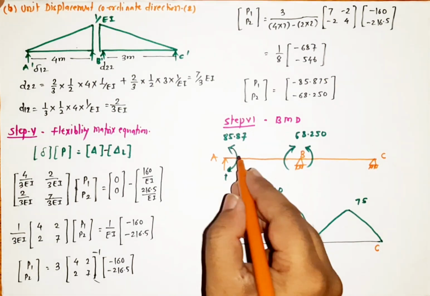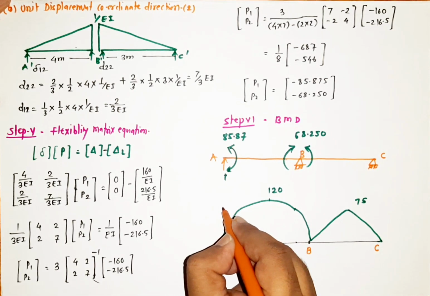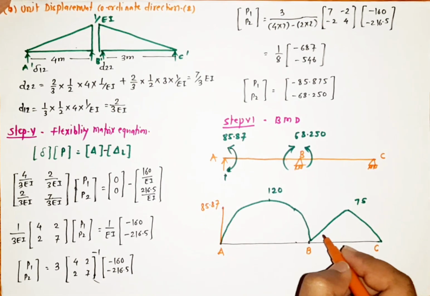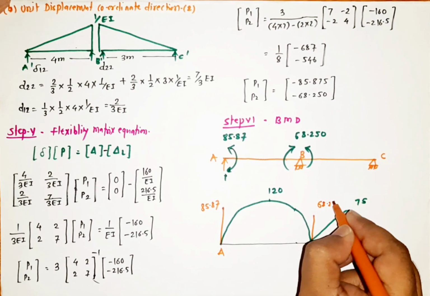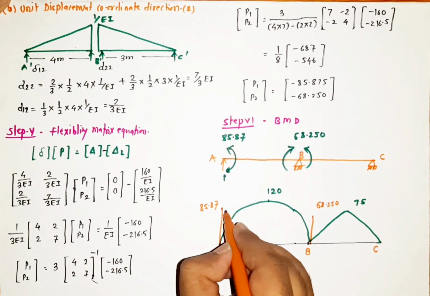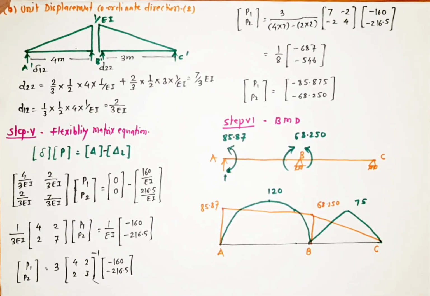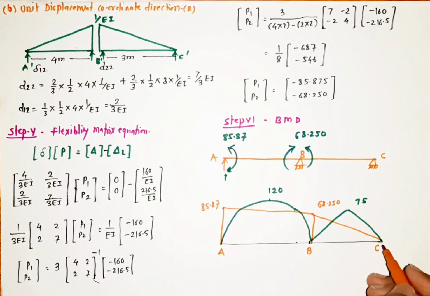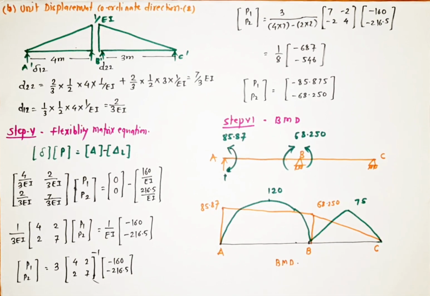And for this, which we calculated already using our flexibility matrix, the moment is 85.87. Here the value is 68.250. Now after joining these points, from A to B and A to C, at C it is nothing but the end which is simply supported. That's why this value comes to 0, which completes our bending moment diagram and completes the problem for the flexibility matrix method for beam.